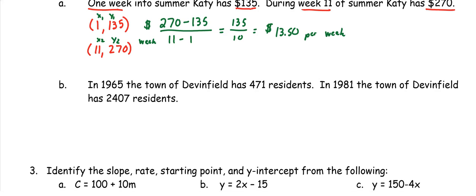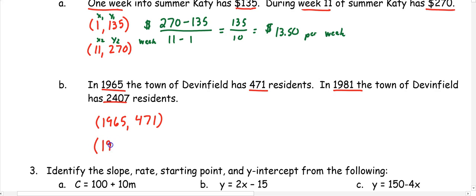In B, it says in 1965, the town of Devonfield had 471 residents. In 1981, the town of Devonfield had 2,407 residents. So we have a year and the number of residents, and a year and the number of residents to create our ordered pairs. So we have 1965, comma 471, and we have 1981, comma 2,407. So in this case, remember, we're going to subtract our y's first.